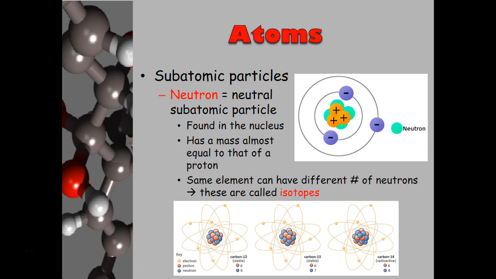Do the math, 6 plus 7 gives you 13, that's where that number comes from. Carbon 14, same deal, 6 protons, which is still why it remains carbon, but I now have 8 of these neutrons. 6 plus 8 gives me the 14.